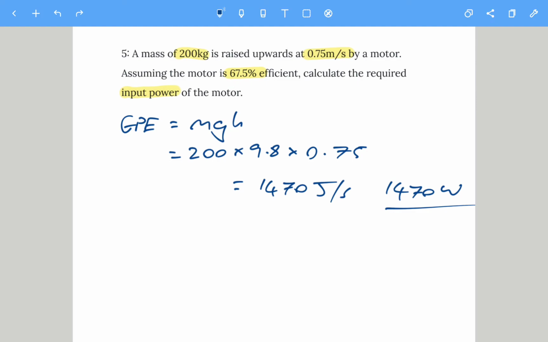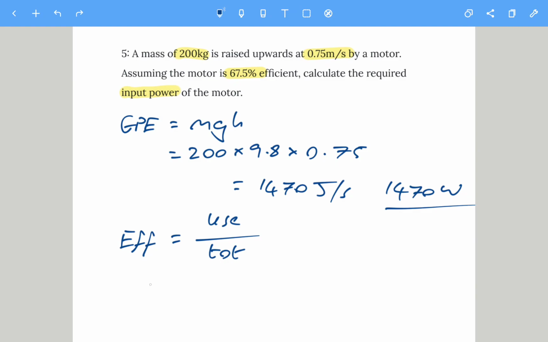But we've been told that it's only 67.5% efficient. So we're going to need to use the efficiency equation. So efficiency. And once again, another shameless plug. If you're not sure what efficiency is, I've got 2 videos on efficiency. One on equation practice and one that's just a basic efficiency lesson. So efficiency is useful over total. And we want the required input power. So we want the total.